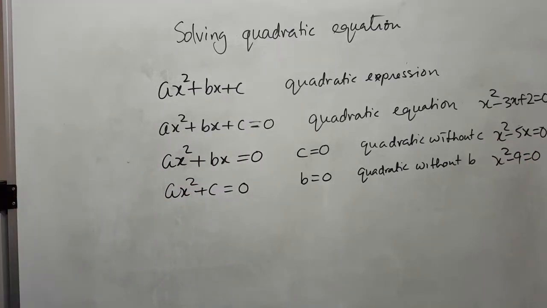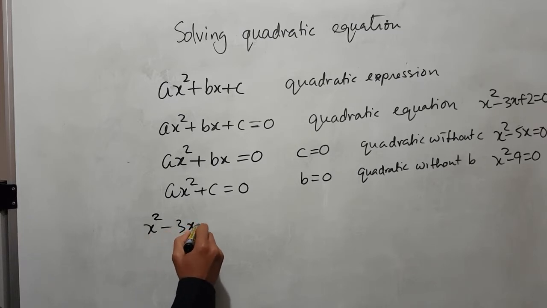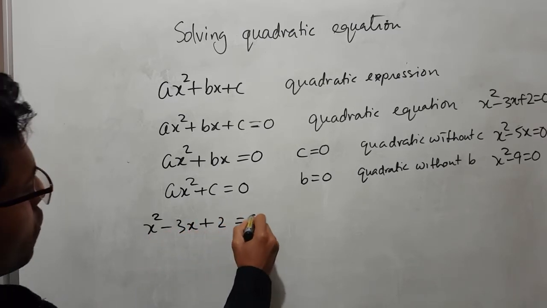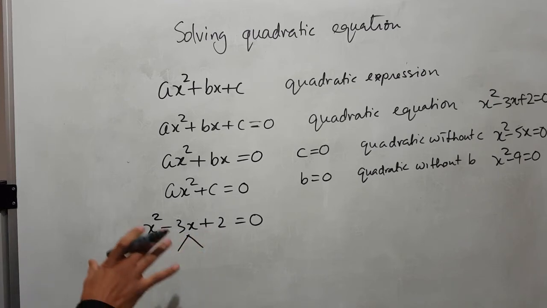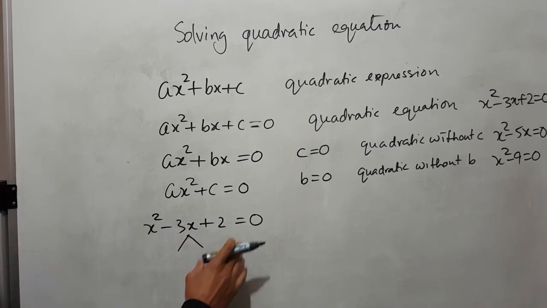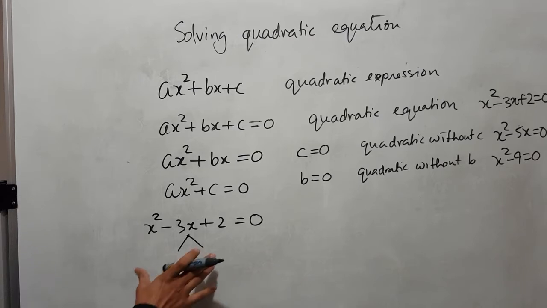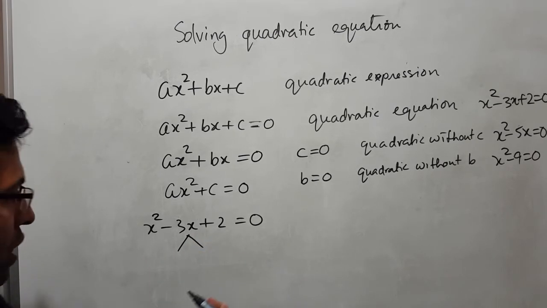How to solve these equations? Let's start with the first one, x squared minus 3x plus 2 equal to 0. If you remember correctly how to factorize it, all we need to do is factorize this part, and then we solve. This is the first part. We already know how to factorize the quadratic.